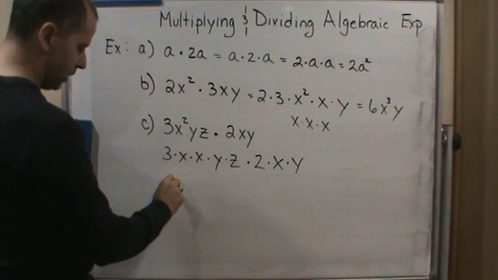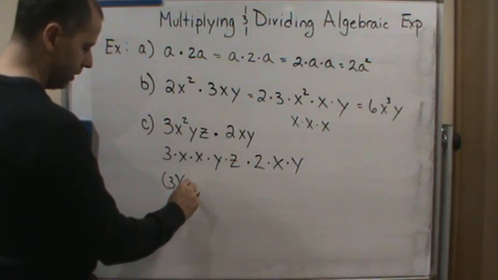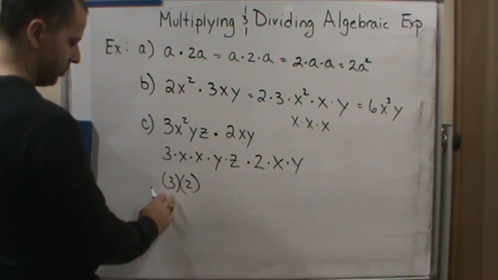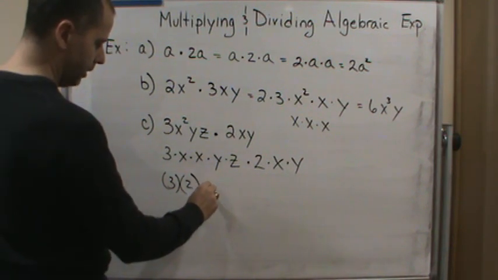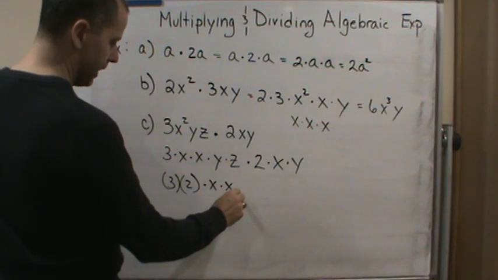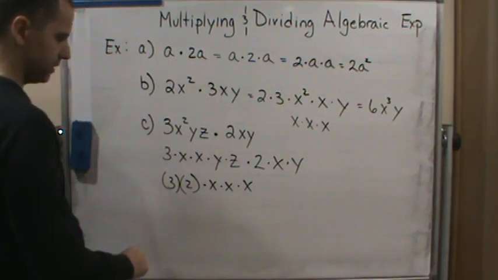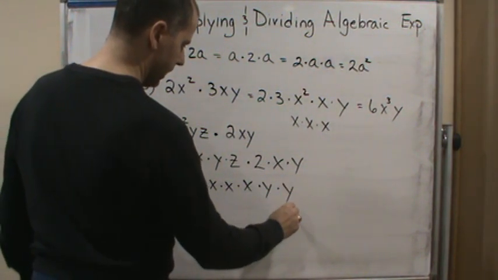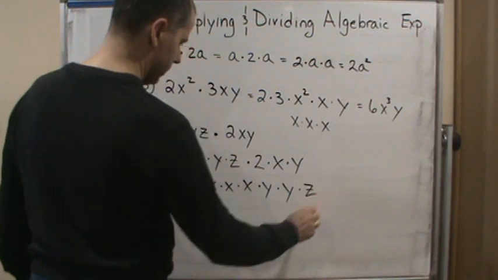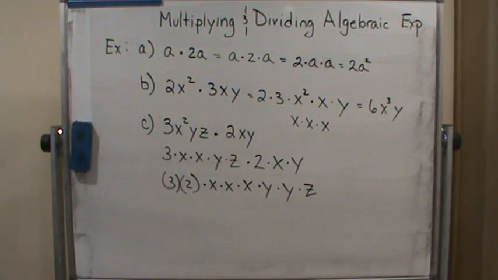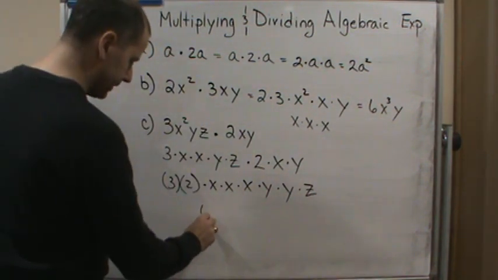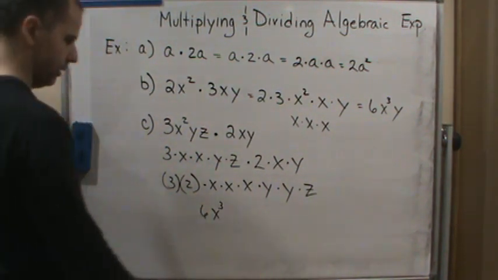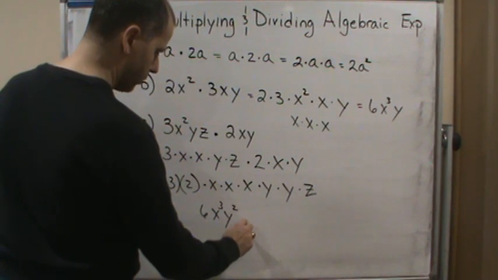So let's do that. It's going to be 3 times 2, and I'm just using parentheses here, times x times x times x, times y times y, times z. And so then what do I get? I get 6. How many x's do I have? x cubed, y squared, z.